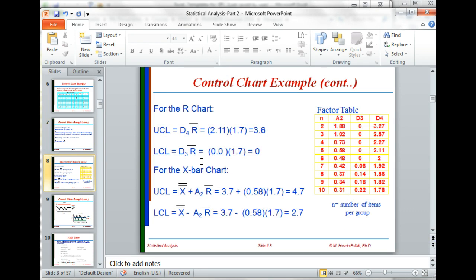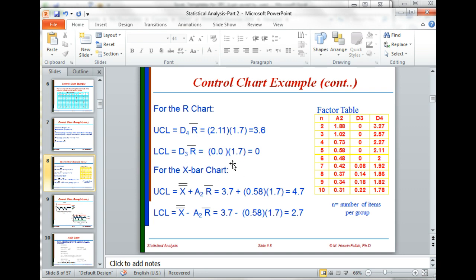So to get the control limits for the R chart, the formula is: upper control limit is D4 times the average of the range, and lower control limit is D3 times the average of the range. Now, where do D4 and D3 come from? These have been calculated by statisticians, and they're always available in tables in any book on statistical process control. The table is set up so that based on how many data points are in each group, you know what the values of A2, D3, and D4 are. In this case, we have 5 items in each group. So if you look at 5, the value of D3 is 0, and the value of D4 is 2.11. If you substitute 2.11 multiplied by 1.7, which was the average of the range, that gives us the upper control limit for the R chart as 3.6, and since D3 is 0, the lower control limit is 0.